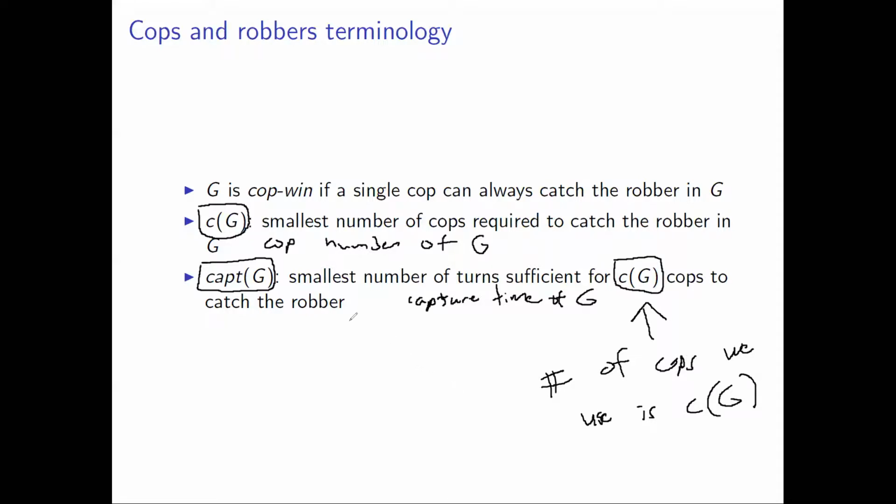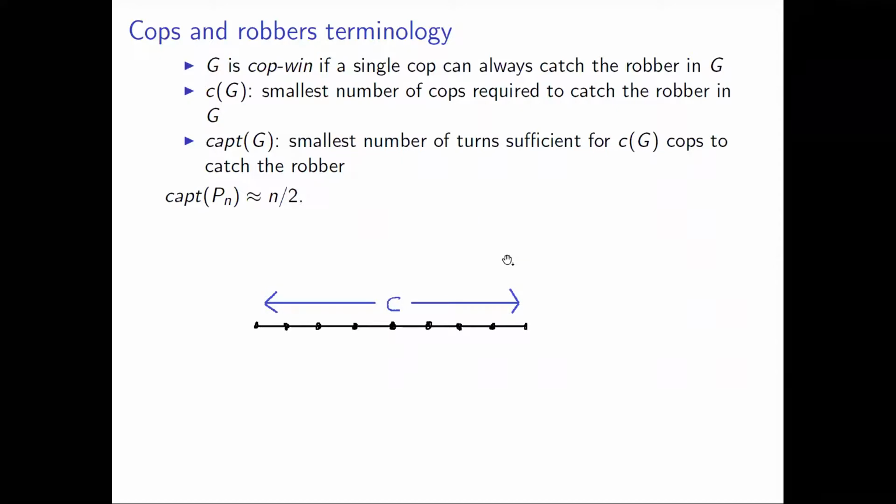One other thing I'll mention here is for capt(G), we assume that both the cops and the robber position themselves and play optimally. So the smallest number of turns sufficient for the Cop number of cops to catch the robber. In order to make that number of turns as small as possible, the cops are going to position themselves to minimize that number of turns. And we'll see this on some simple graphs.